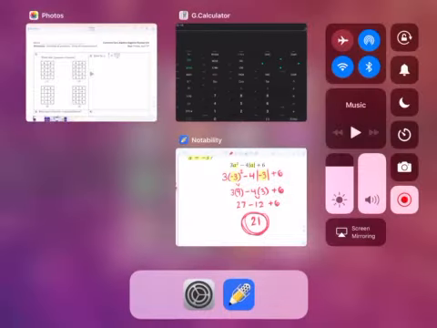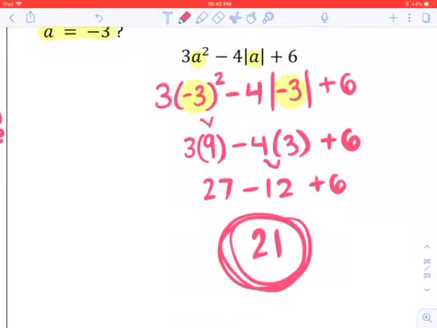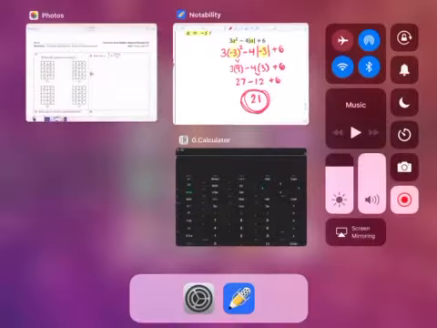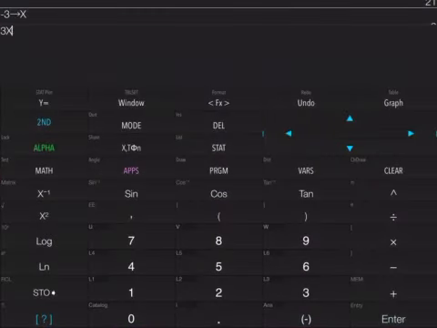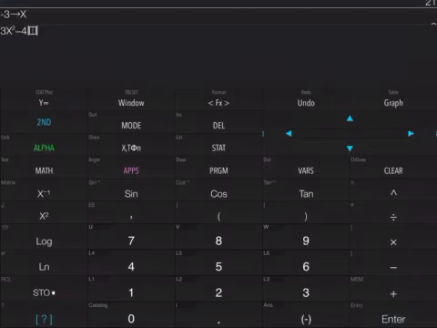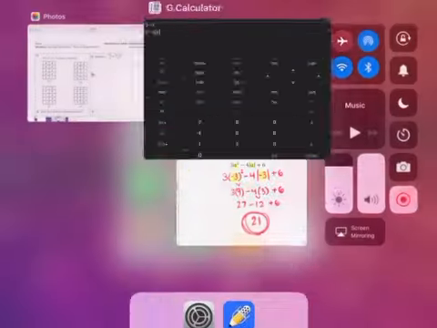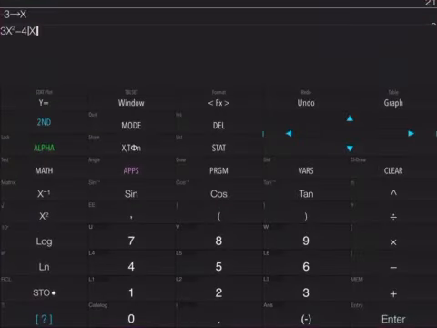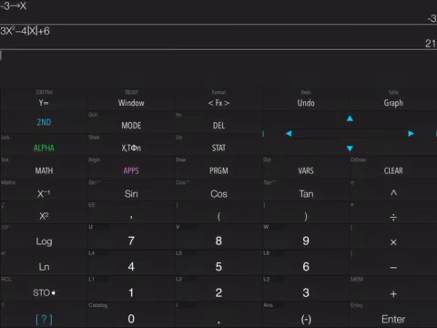So if I just type my question in, 3x squared minus 4 absolute value of x plus 6. So 3x squared minus 4. To get your absolute value, you're pressing math, going over to num, and it's option 1, ABS, absolute value, of x. And then, was it minus 6? No, plus 6. So because I did that -3 store as x, this is going to plug in -3 for me, and we get 21.